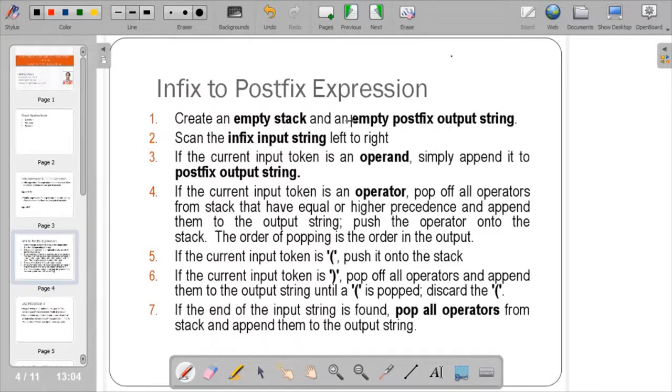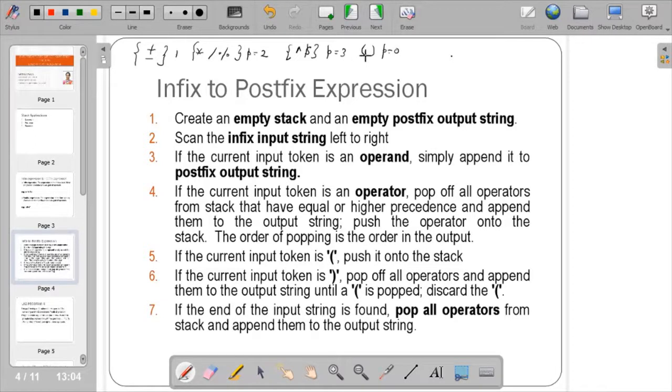Before taking an example, we should know the priorities of the operators. I'll write down the priorities. Plus and minus have priority 1, whereas star, division, as well as modulus have priority 2, and power as well as dollar have priority 3, as well as the open bracket and closing bracket have priority 0.